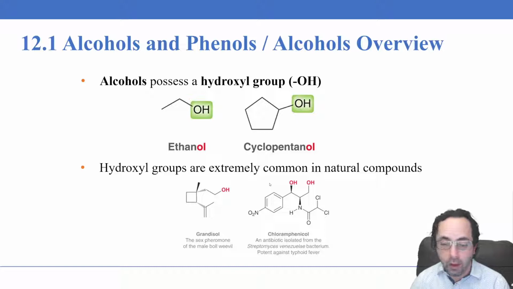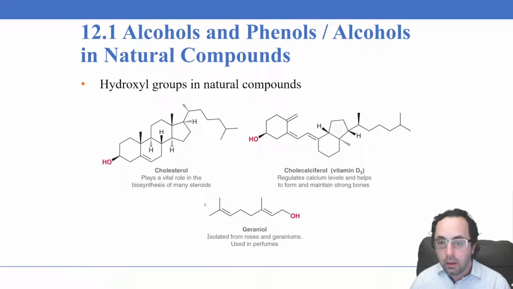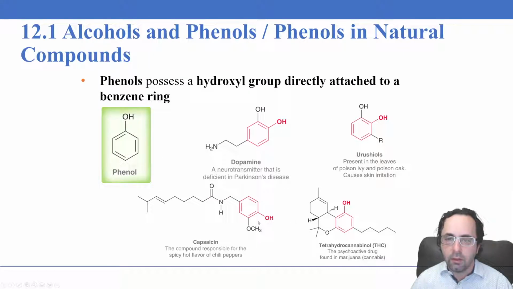Hydroxyl groups, you're going to see them all the time in natural molecules. Here's a couple of examples: a sex pheromone in an insect, and also an antibiotic medication. But you can look at many examples of OH groups, hydroxyl groups, in natural compounds. They're all over the place. Here's a couple more. Here's cholesterol. You can see that we have an OH group right there. And also we have the OH group right here in vitamin D3. Also here, geraniol, which is used in perfumes. It's a kind of rose floral smell. But really, you're going to see these in all kinds of natural compounds.